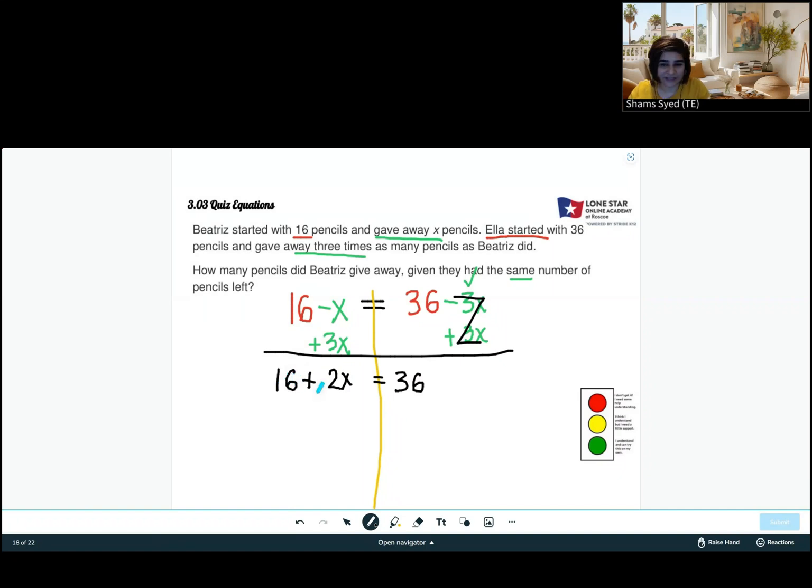Make sure that you get rid of the constant first. Constant is the 16. Take away the constant from each side. And Andromeda, you have done it so fast. I agree with you. That leaves you with 2x equals 20. Divide each side by 2. And your x equals 10.